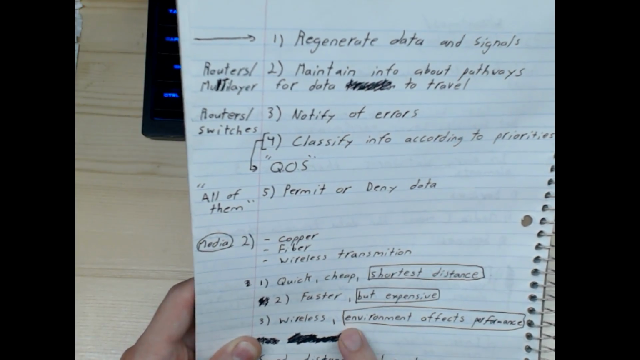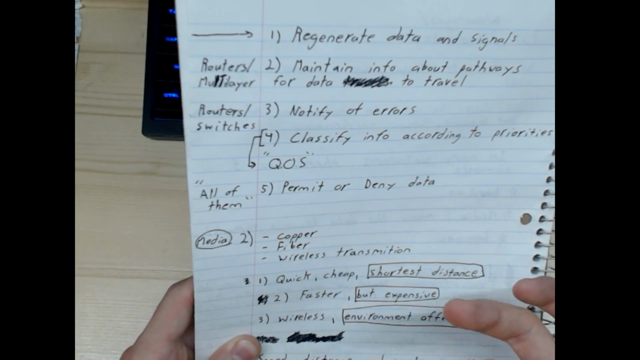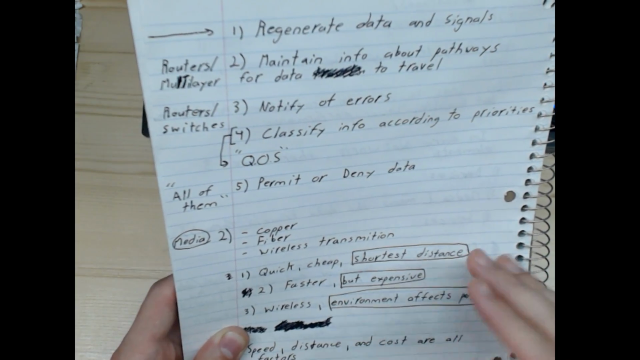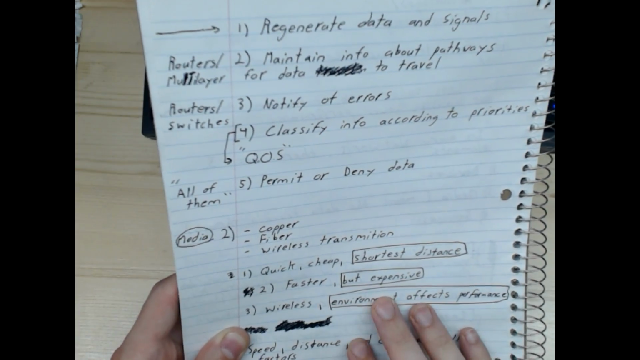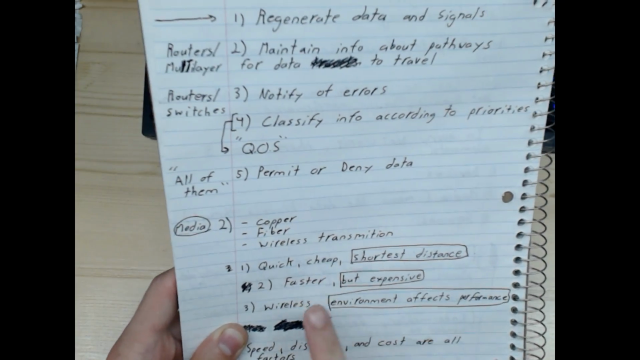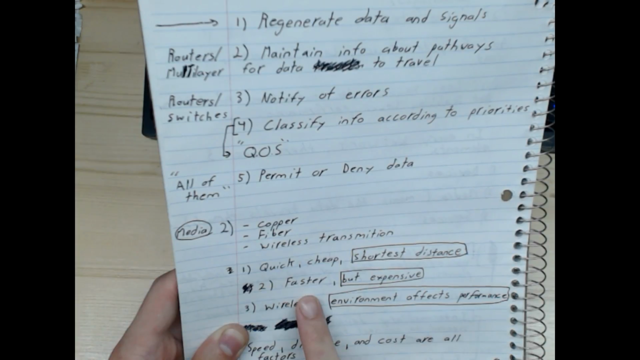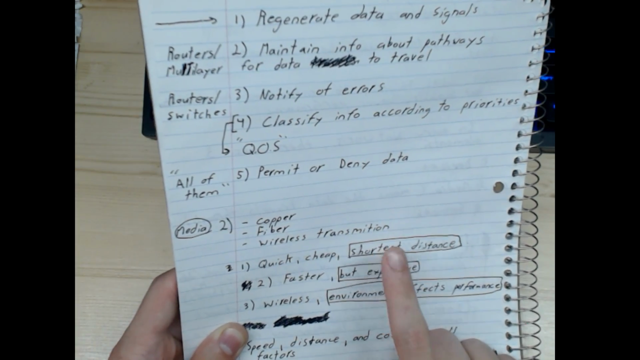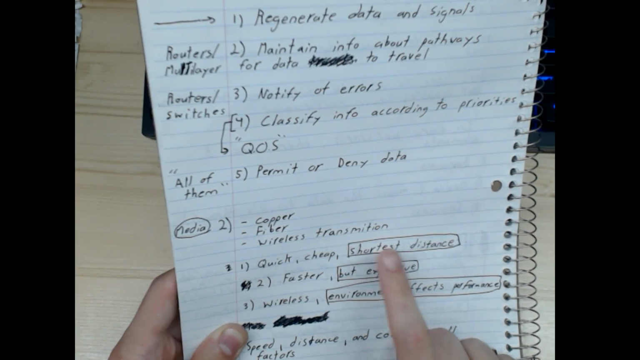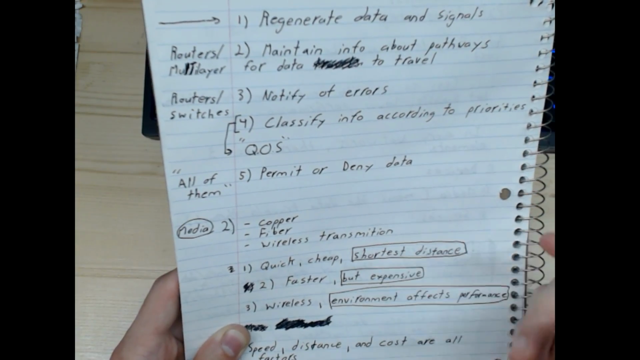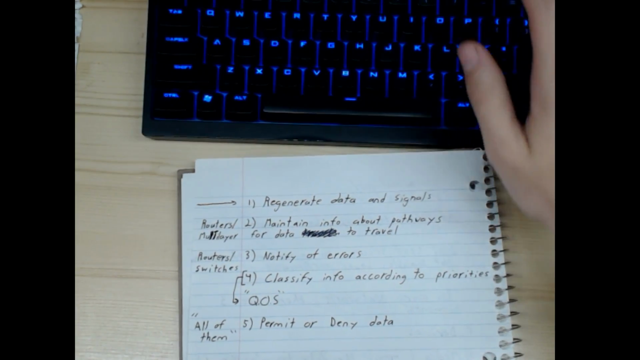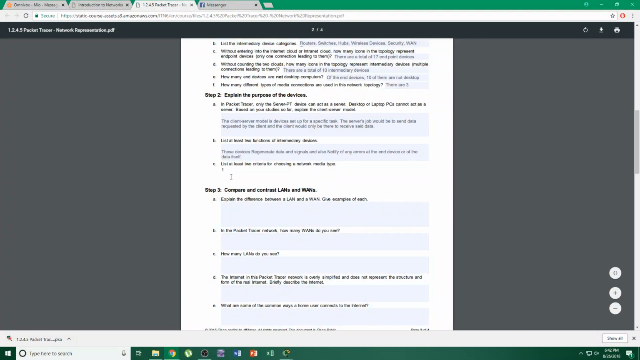and wireless transmission is affected by the environment. I guess they all have different cons, but I guess we can say the criteria would be price, speed, and quality of transmission, in a sense. I think I like that, so I'm going to write that.